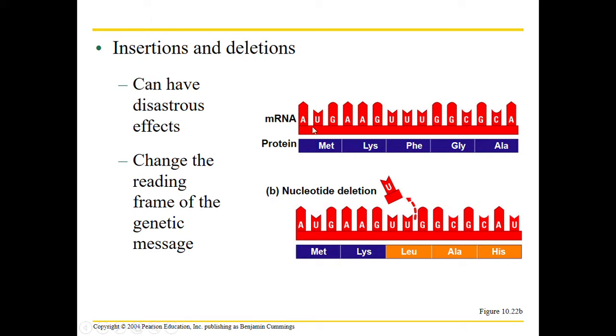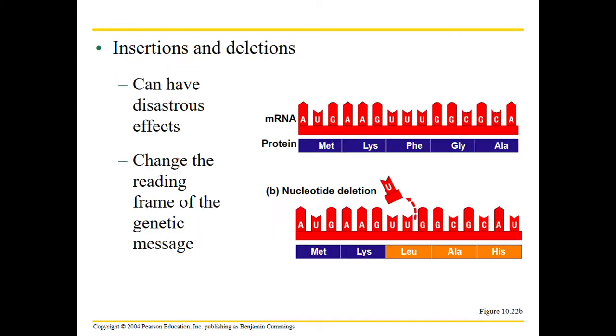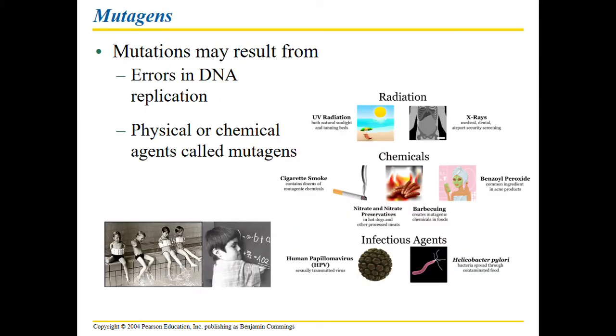So notice the original right here. We take out this U, and everything has shifted over, and the sequence has changed, and the codons have coded for different amino acids. And generally, whenever this happens, that will cause the protein to be non-functional.